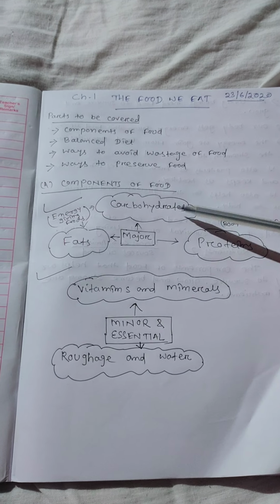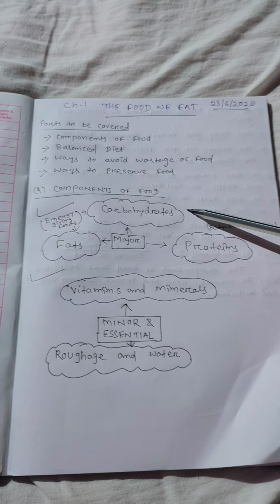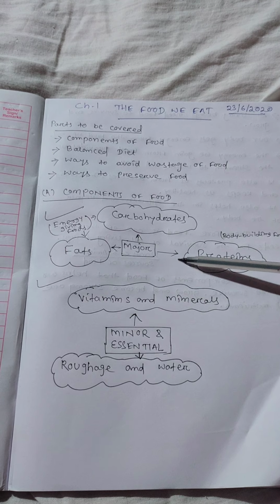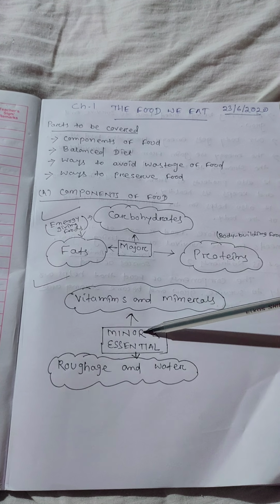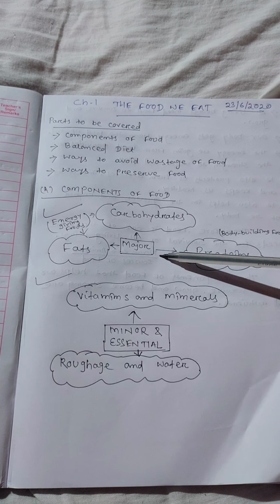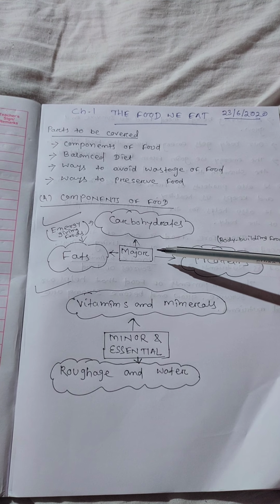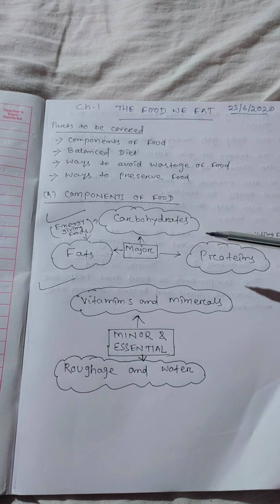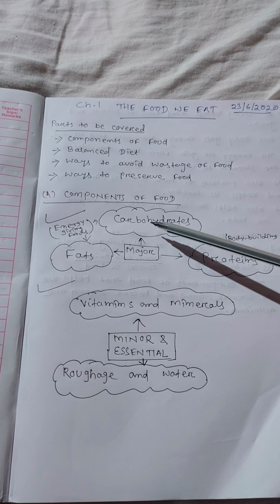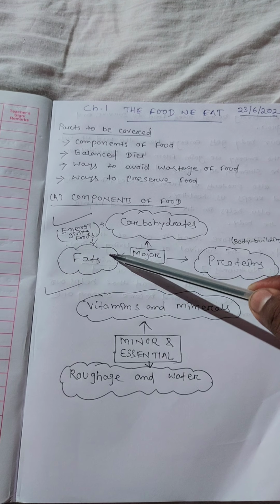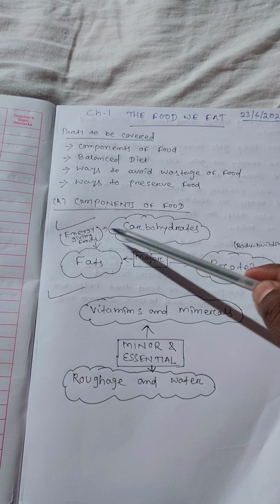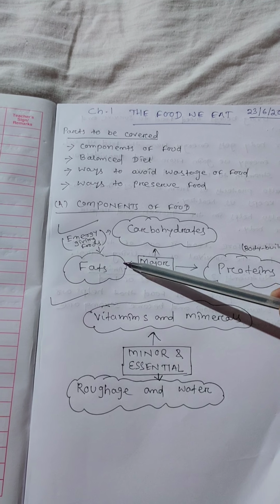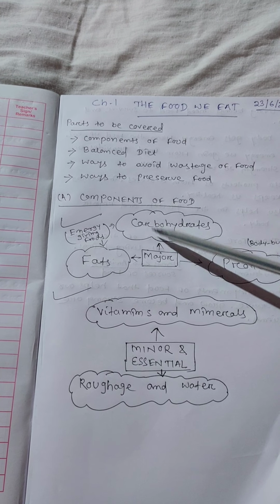Here we can see different components are there. I generally divide the 5 components into 2 groups, that is major group and minor, but very essential. Major groups are divided into 3 parts: carbohydrates, fats, and proteins. Both carbohydrates and fats are energy giving foods. These components of food give energy to our body, so these are called energy giving foods.